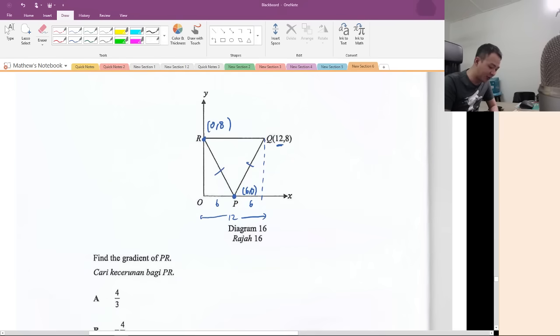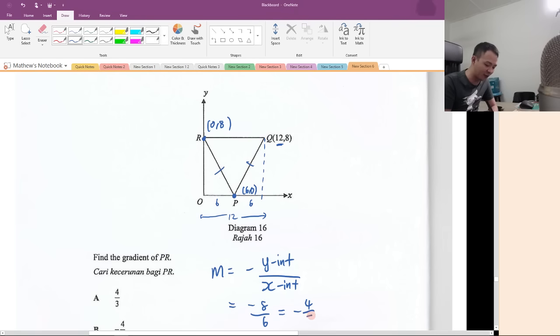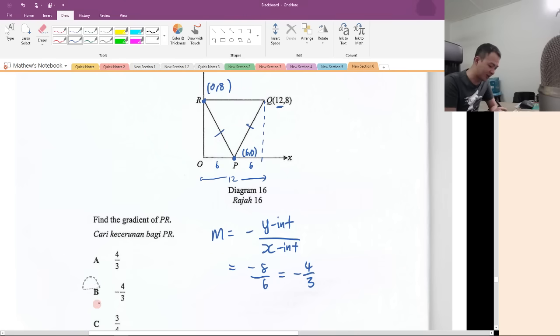If you know both of this information, the question asks you to find the gradient of PR. We know the gradient formula is negative y-intercept over x-intercept. So the y-intercept is 8, negative 8 over the x-intercept, which is 6. So it will be negative 4 over 3. So the answer will be B.